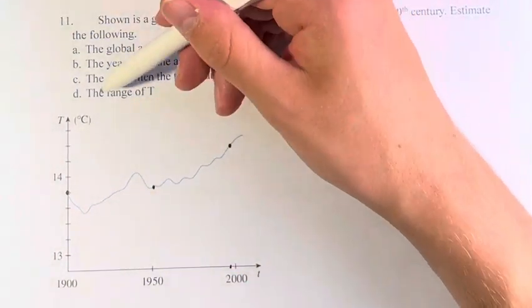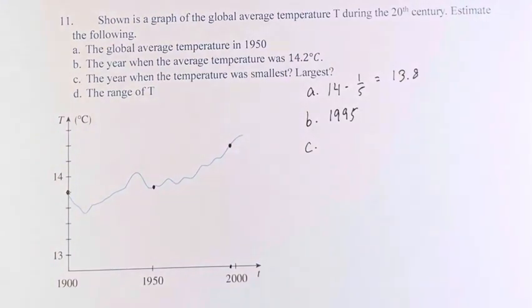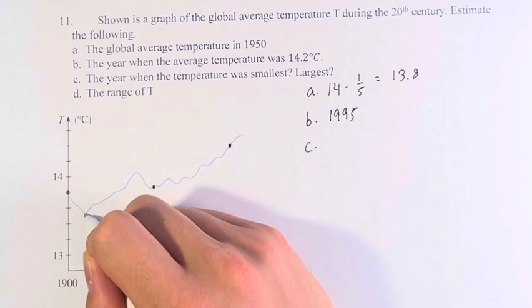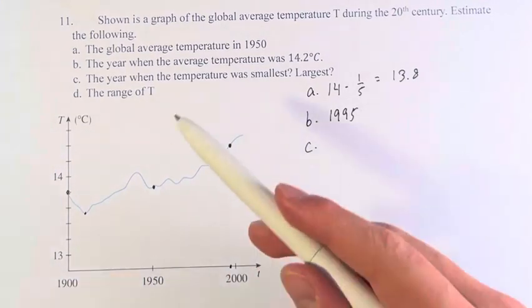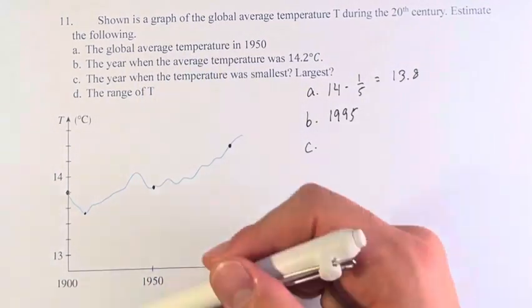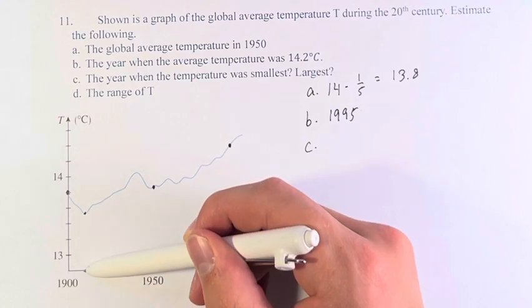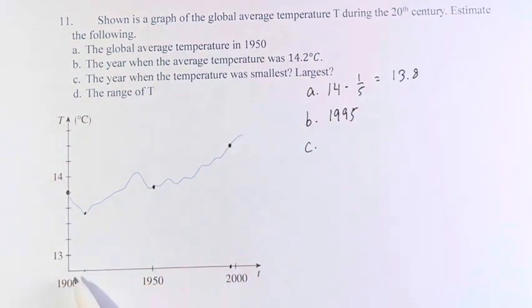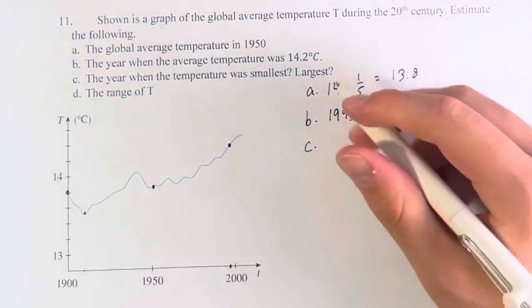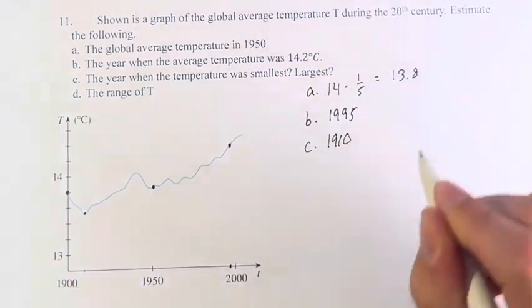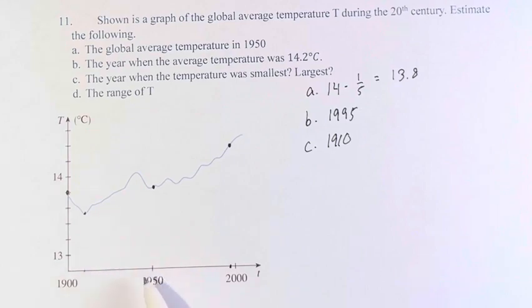Next, we're looking for the year when the temperature was the smallest. Well, we have to look on this graph for the lowest y value. You can see it is right about here. What is the year corresponding with this point? Well, it's this point right here, a little bit after 1900. We can just call that 1910. It doesn't have to be exact, but you can just guess roughly how far between 1900 and 1950 we are.